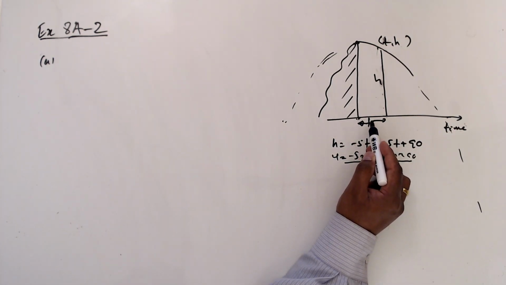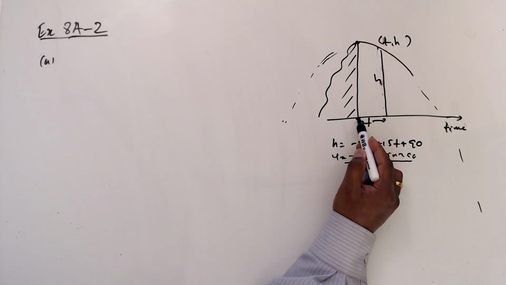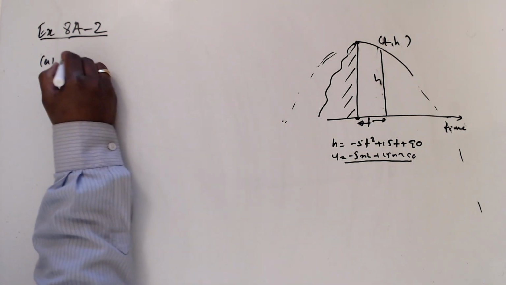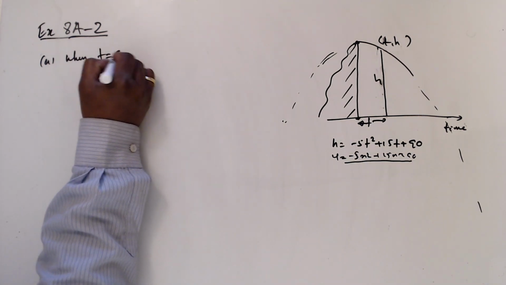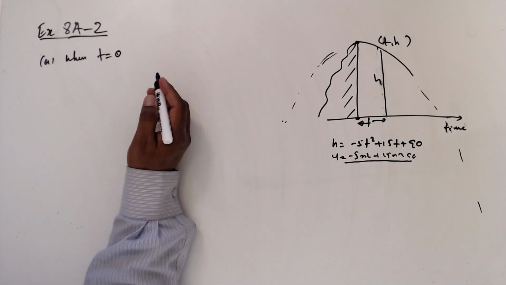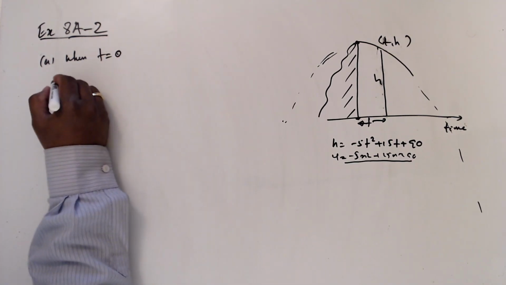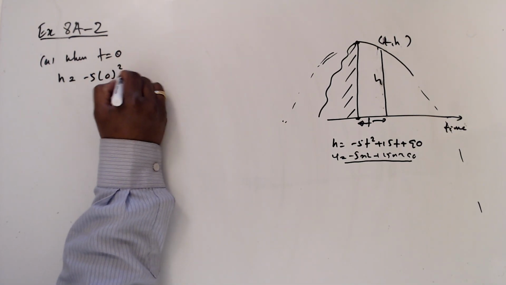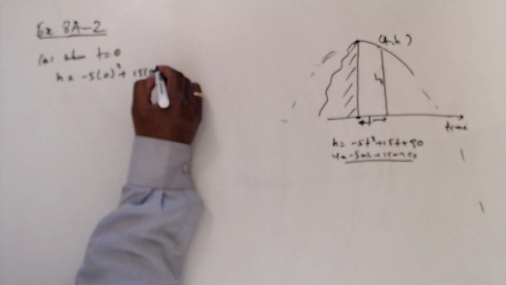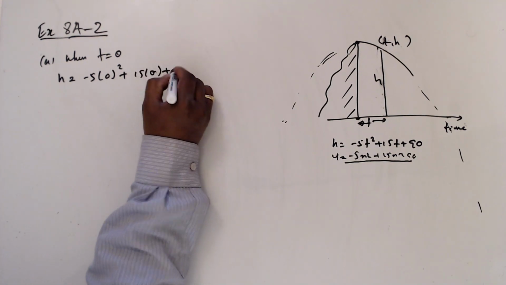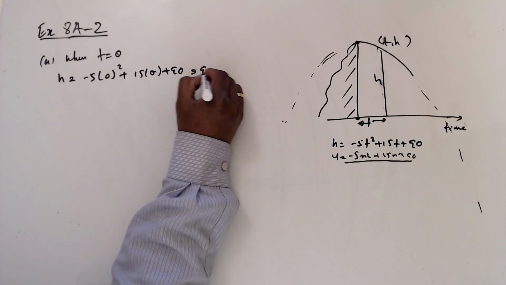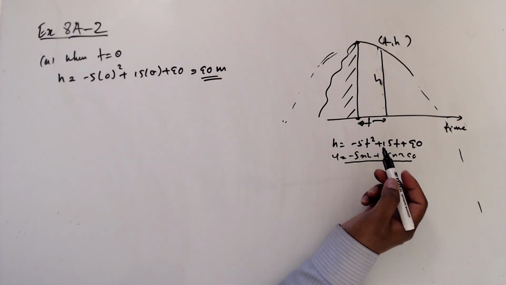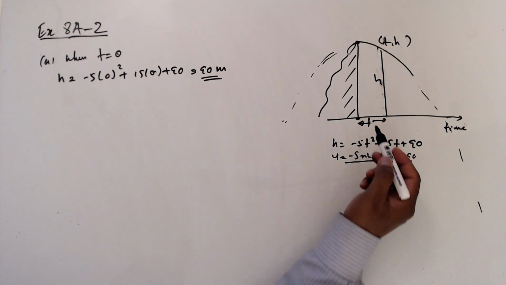When t equals 0, we can find the height of the cliff. So when t equals 0, there should be a value for h. So that is the height. So h equals minus 5 times 0 squared plus 15 times 0 plus 90. The answer is 90 meters. So the height of the cliff is 90 meters.